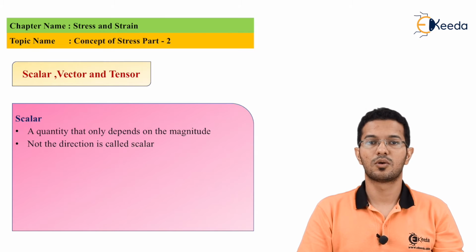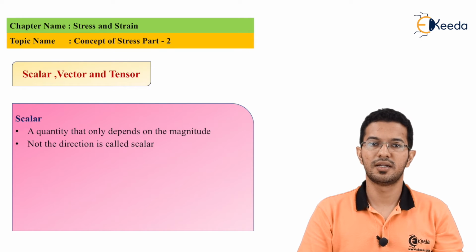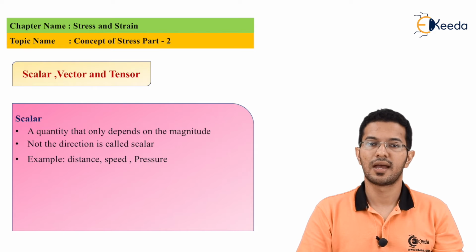First, let's talk about scalar quantity. A quantity that only depends on the magnitude and not the direction is called a scalar. Example, distance, speed, and pressure. Then we talk about a vector quantity. A quantity that depends on magnitude and at least one direction is called a vector. Example, velocity, force. Now, which type of quantity is stress?